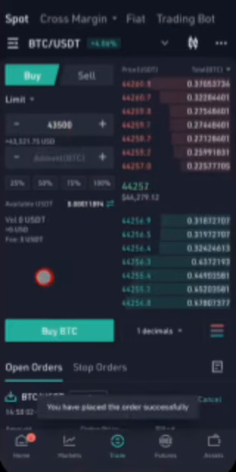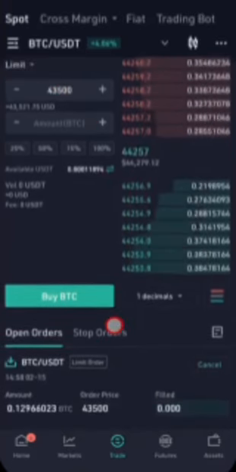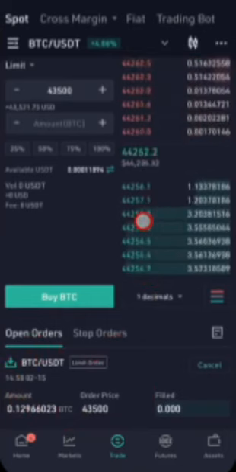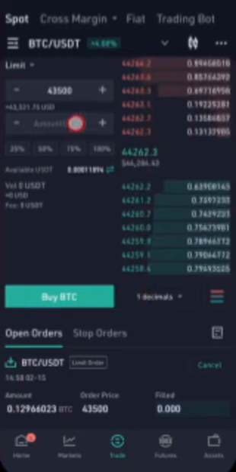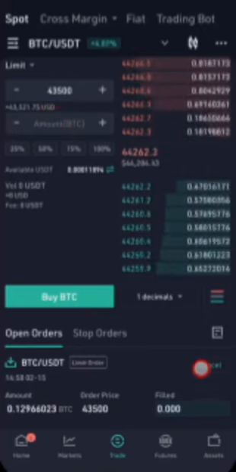And now my order has been placed in the order book for this specific price. When I scroll down, I can see that this order is now in the order book. However, the order hasn't been filled yet because the price has to fall to the price that I'm willing to pay. So the advantage is that you can set your own price, but the disadvantage is that you have to wait until the price falls to this price. And maybe if the price just keeps rising, your order will never fill. So let's cancel this order right now.